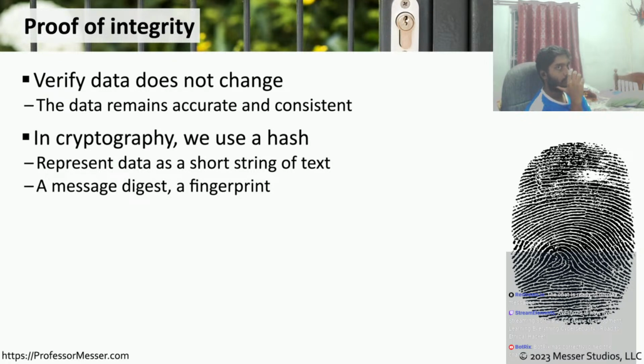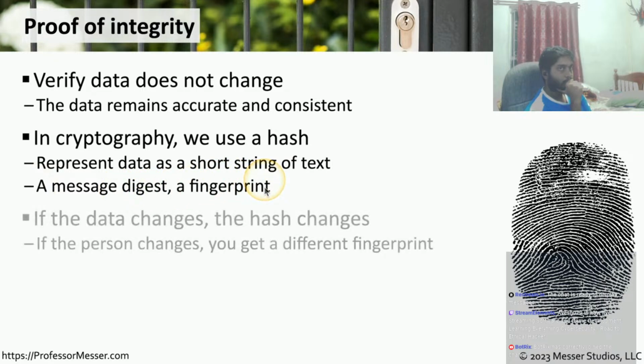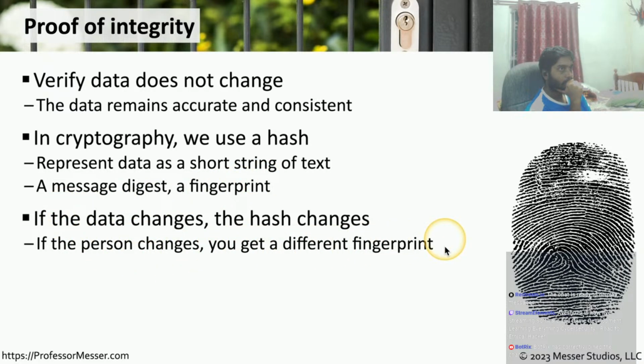A hash is a short string of text that we can create based on data that is contained within the plain text. This is sometimes referred to as a message digest or something like a fingerprint. This means that if anything changes with that data, we'll have a different fingerprint or a different hash. This is the same as an actual fingerprint. If the person changes, you'll see that the fingerprint is very different.